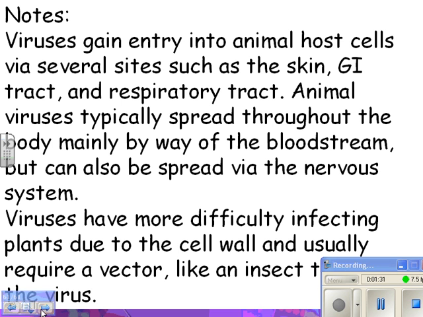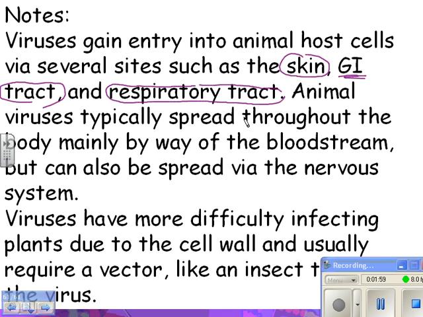So viruses gain entry into animal host cells via several sites such as the skin, the GI tract, that means the digestive system, like your mouth, and the respiratory tract, breathing stuff in. So you can catch a virus because it can go onto your skin, can get into your mouth. The GI tract starts with the mouth, or you can breathe it in. So the skin, usually if it's broken, typically if it's intact, you're okay.